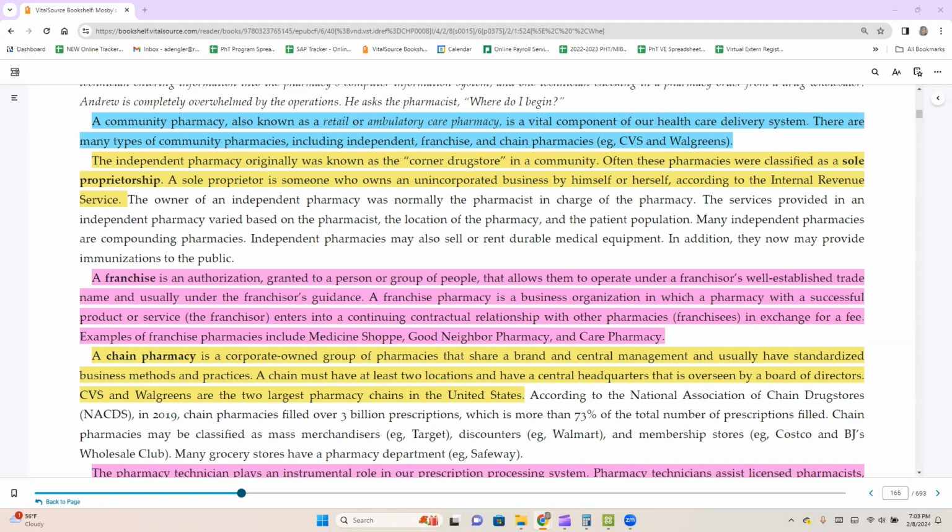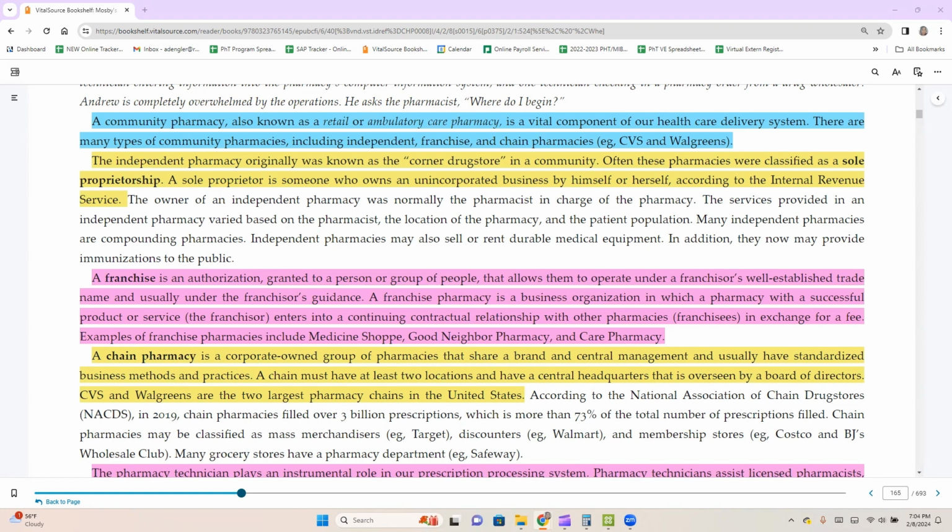A community pharmacy is also known as a retail or ambulatory care pharmacy. It is a vital component of our healthcare delivery system. There are many types of community pharmacies, including independent, franchise, and chain pharmacies. The independent pharmacy originally was known as the corner drugstore in a community. Often these pharmacies were classified as a sole proprietorship. Sole proprietor is someone who owns an unincorporated business by him or herself, according to the Internal Revenue Service.